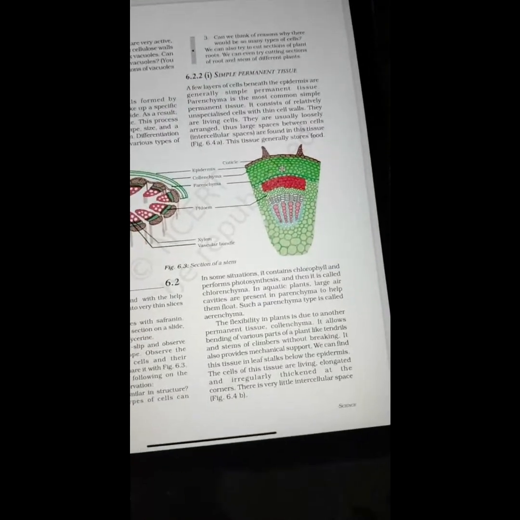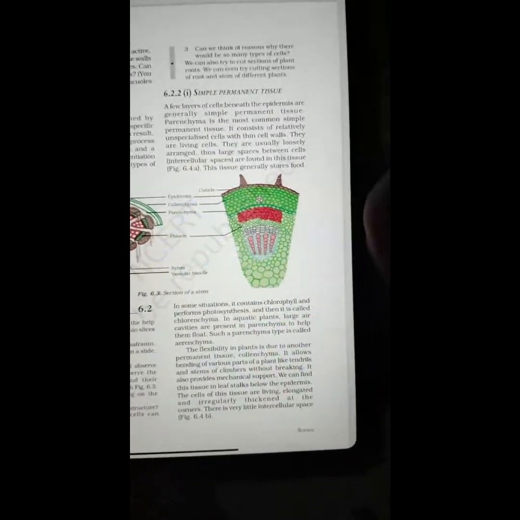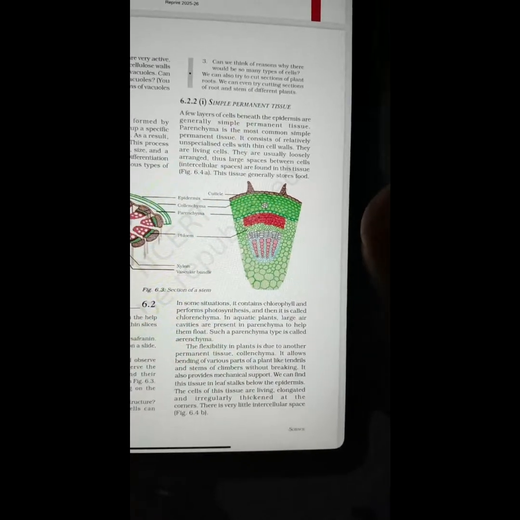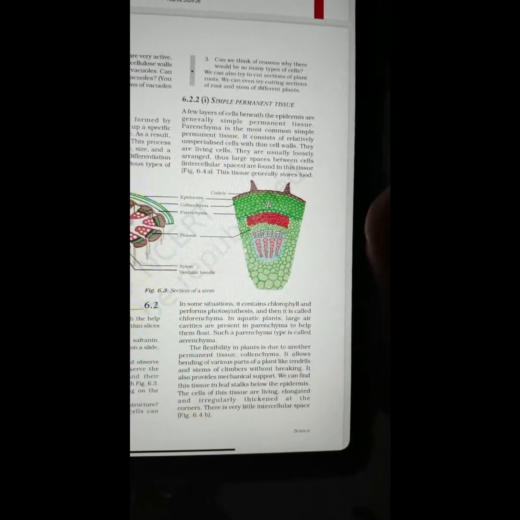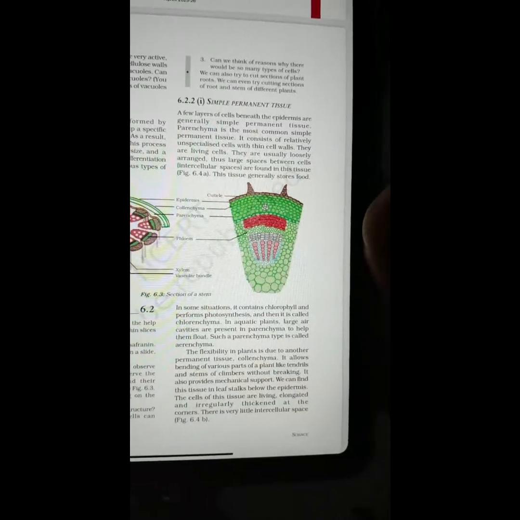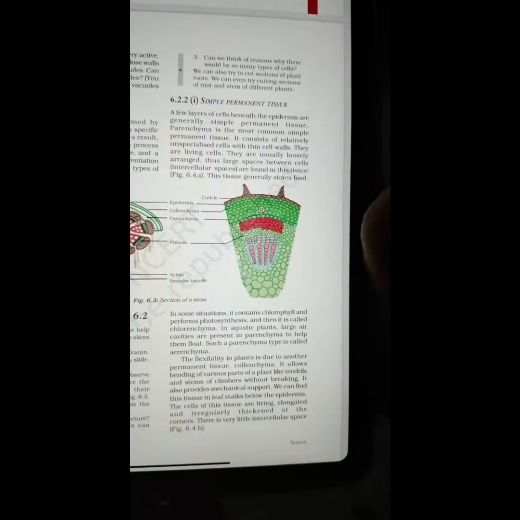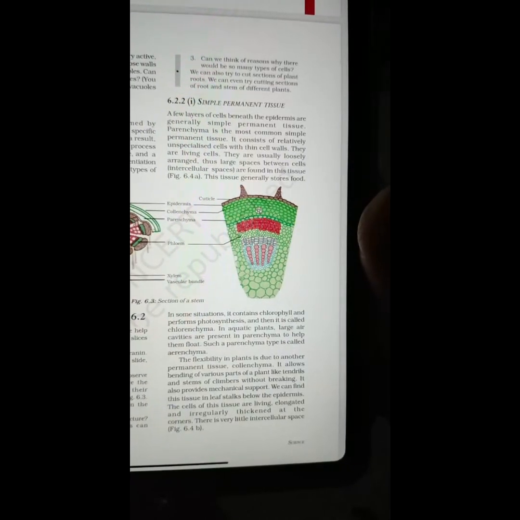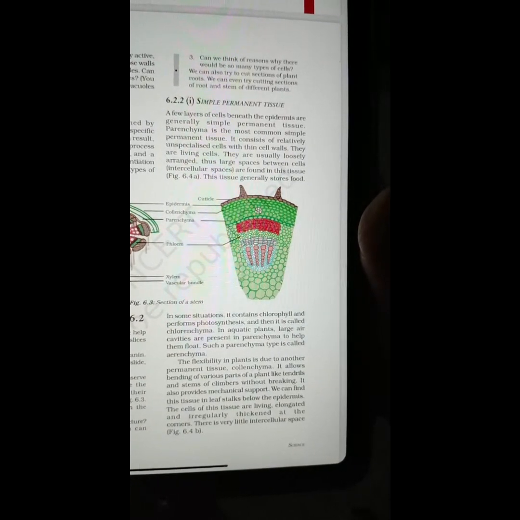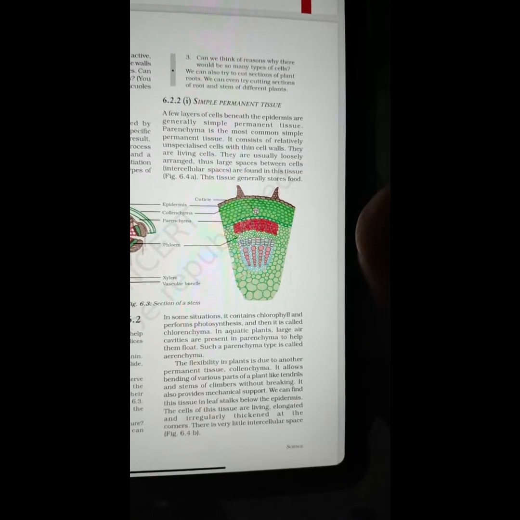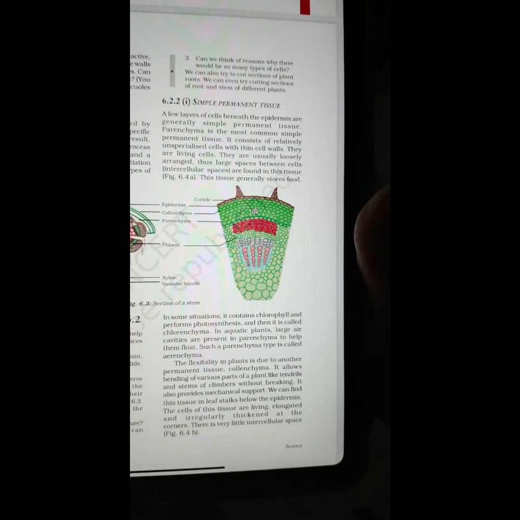Now the next part here at the bottom. I hope the screen is visible. In some situations, it contains chlorophyll and performs photosynthesis, and then it is called chlorenchyma. In aquatic plants, large air cavities are present in parenchyma to help them float. Such a parenchyma type is called aerenchyma.